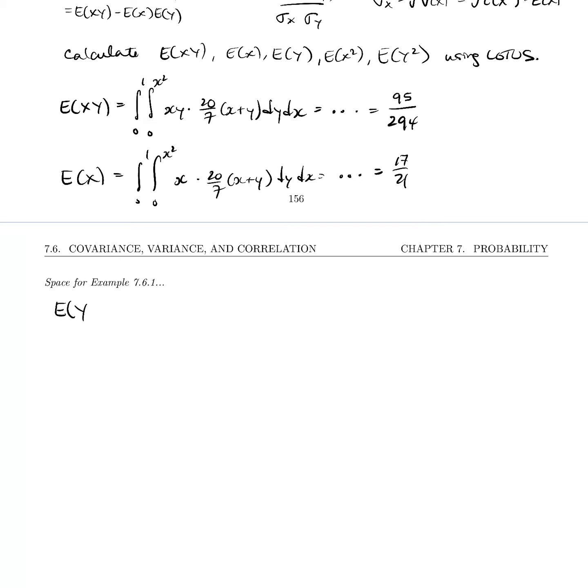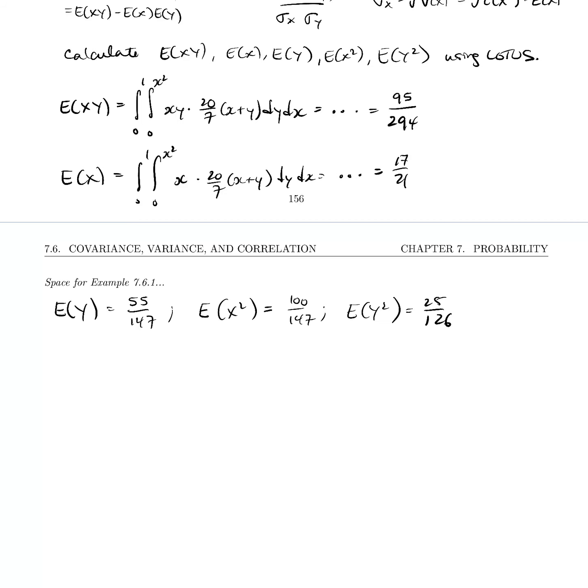So I'll just write down the values that I got for the next integrals. So E of y came out to be 55 over 147. E of x squared came out to be 100 over 147, and lastly E of y squared came out to be 25 over 126. Okay, so remembering that each of these is a double integral calculation like the first two that are on your screen.